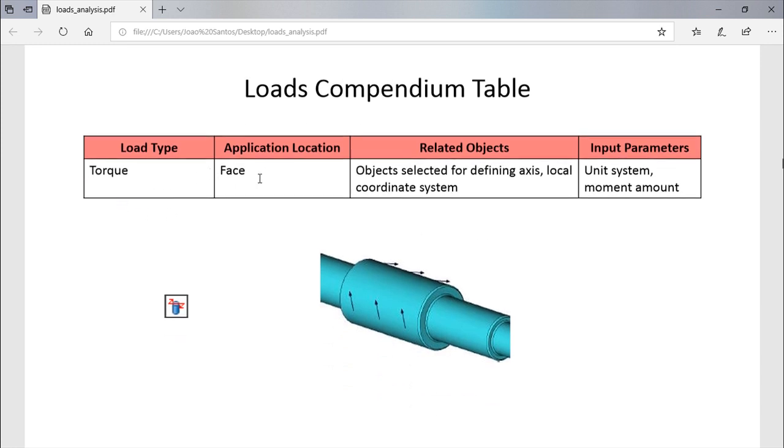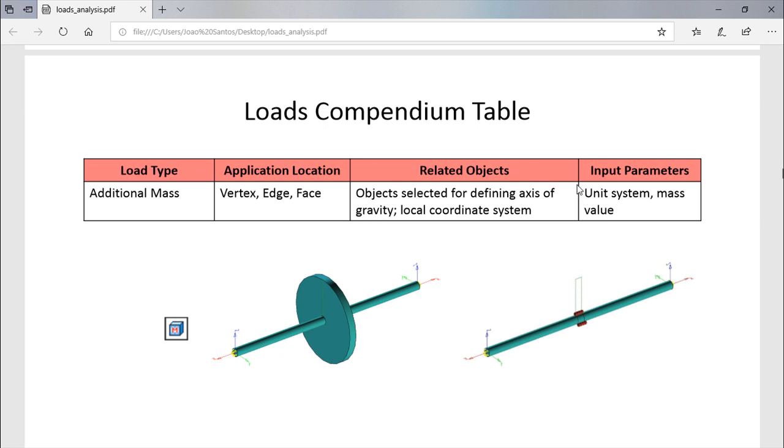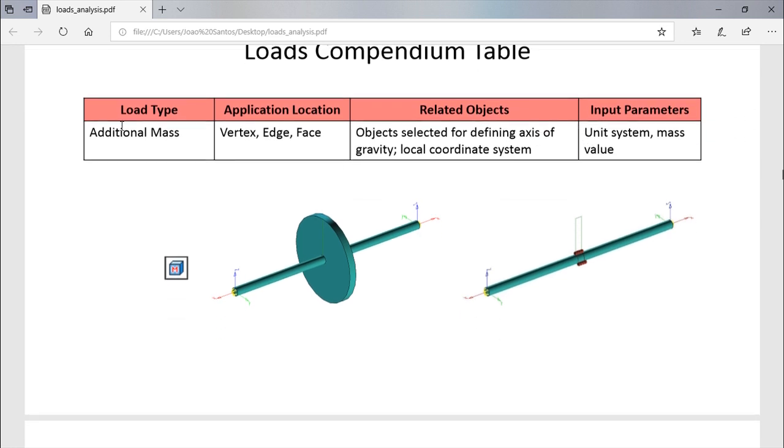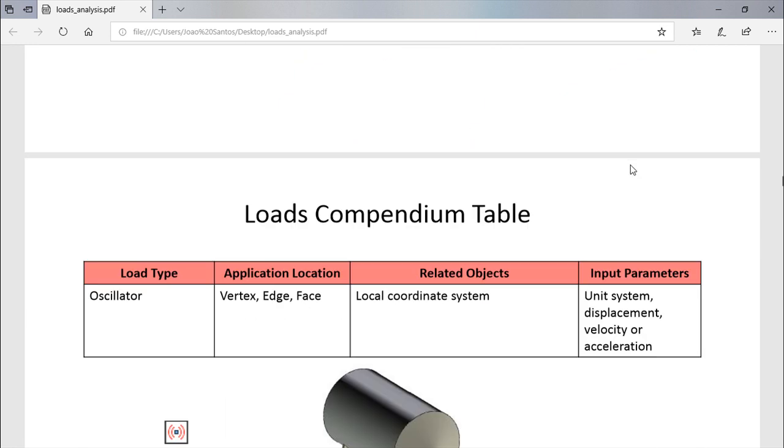Torque, we apply it on a face equal to the previous one, and units and moments amount in parameters that the user inputs. We have another type of load called additional mass, so we apply it on vertices, edges, or faces. The related objects are the ones that allow us to define the axis of gravity, and we have also related a local coordinate system. Input parameters: unit systems and mass value.